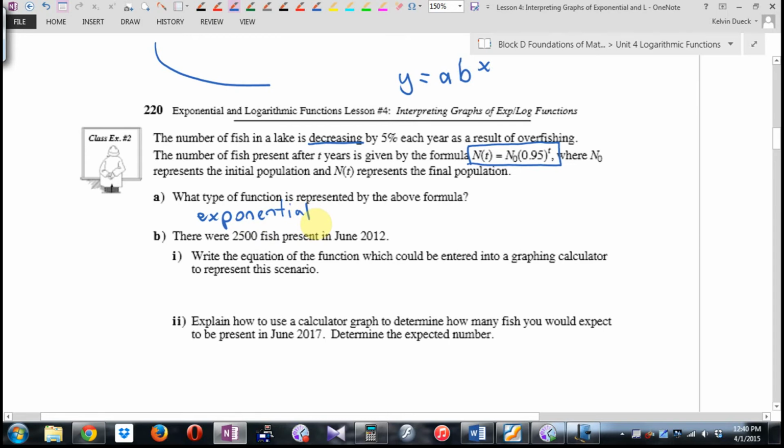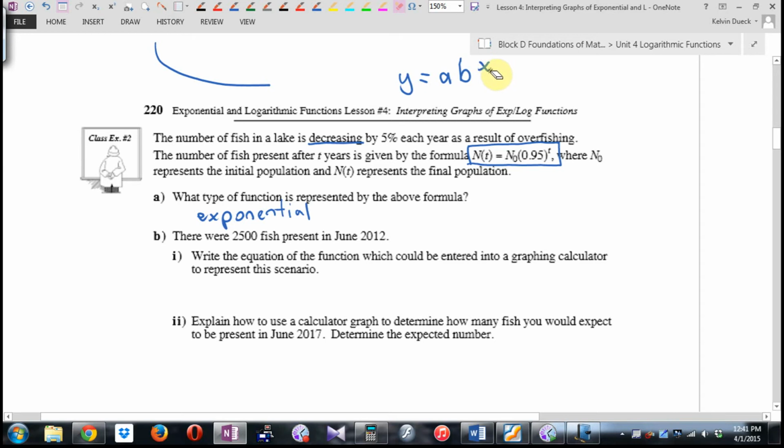What does the letter T stand for according to this question? Read the question, please. Years. Whenever I see a number with years next to it, that's going here, where the T is on my calculator, where the X will be. Okay?